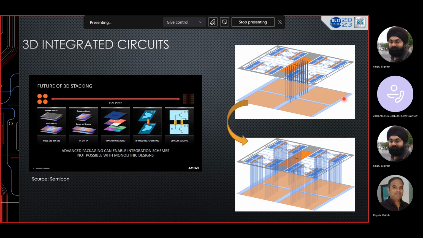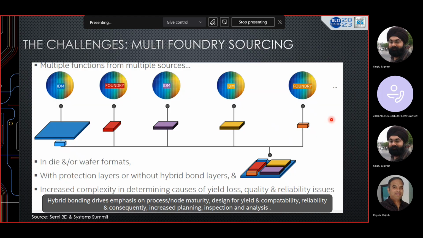You can just think about the number of opportunities we could potentially have to create such designs. It could be IP on IP or macro on macro. It could be IP folding, as I was talking about, where you fold that IP across two different technologies, and you could have circuit slicing as well. As I was saying, some circuits you can put on the top, some on the bottom, of the same design. So that's the advantage it's going to give us, and also there are multiple challenges.